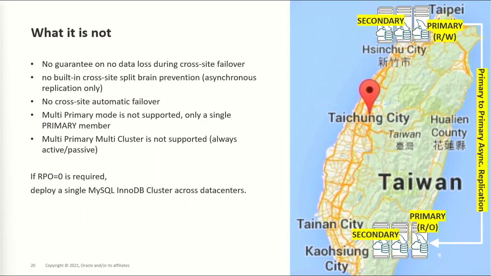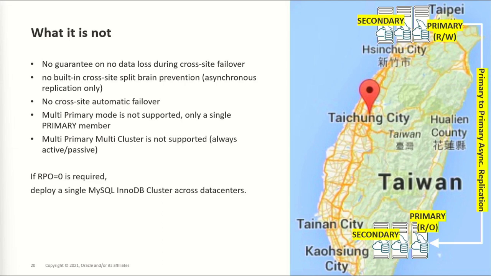So these are the limitations of InnoDB cluster set. Anything regarding cross-site failover will be like normal source-replica, normal MySQL asynchronous replication. Therefore, there is no guarantee of no data loss during cross-site failover, and no built-in cross-site split brain prevention. Because this is just asynchronous replication, if suddenly the Taipei data center is down, then this replica cluster does not have automation to convert itself to become a primary cluster. Therefore, the DBA needs to connect over here and promote this cluster to become a primary cluster.